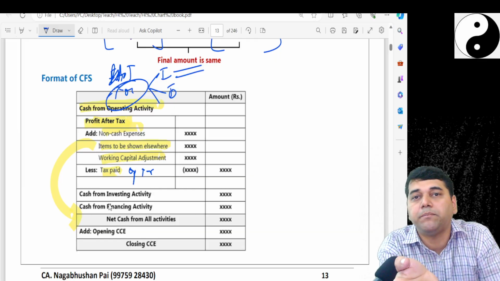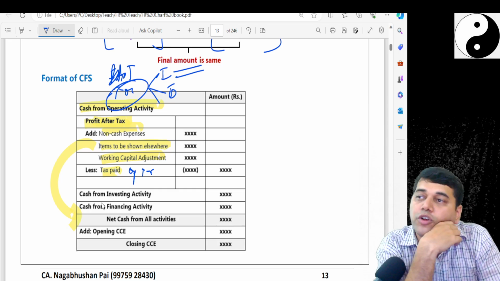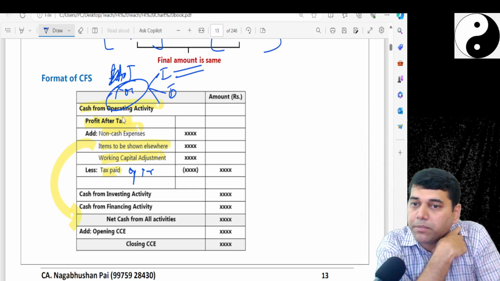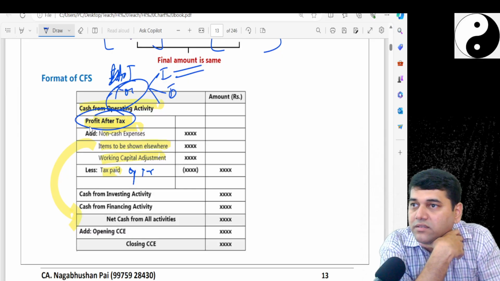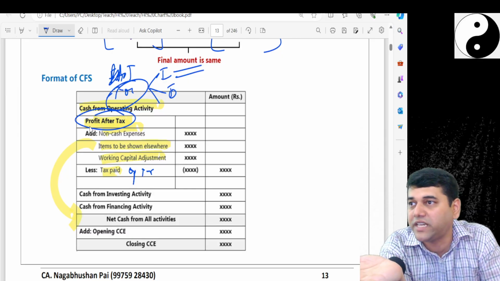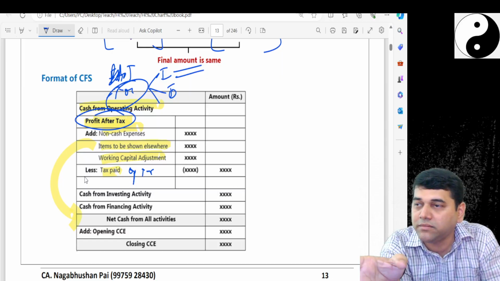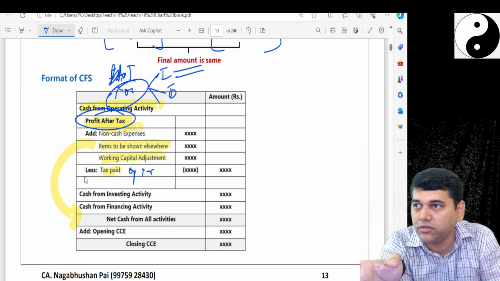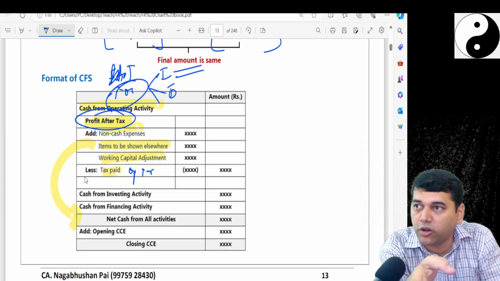No, suppose for example, interest on loan taken, where would you have shown it? Is it already net of profit after tax? Interest paid on loans taken, is it a cash item? Is it a cash flow? Yes. But is it to be shown under operating activity?